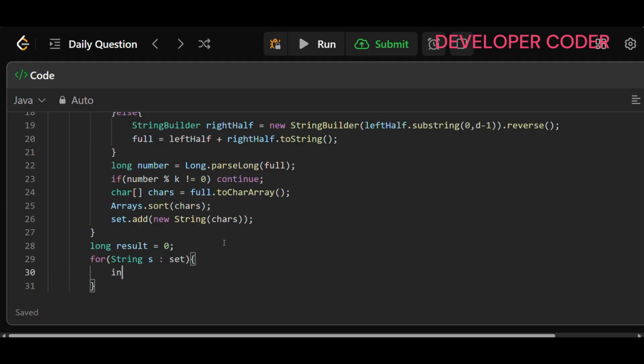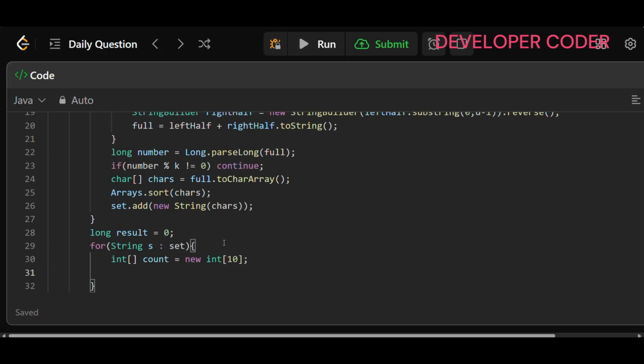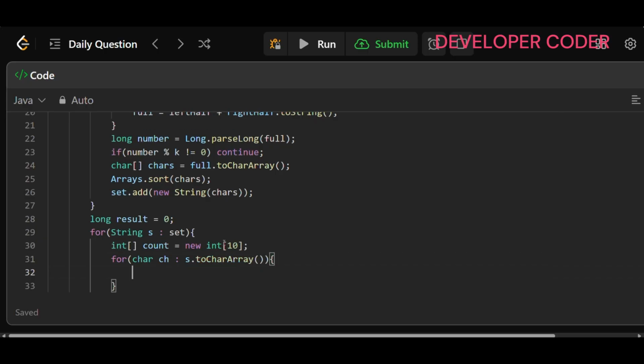In order to do that, create one count array. Count is new int, and we have numbers from 0 to 9, right? So here you can write 10. And here just iterate over all the characters in that particular string: char ch in s2 dot toCharArray. Now inside this you have to count the character, and if you subtract '0' from it, you will get a particular number, and for that particular number you increment the frequency. In this way you calculate the frequency.